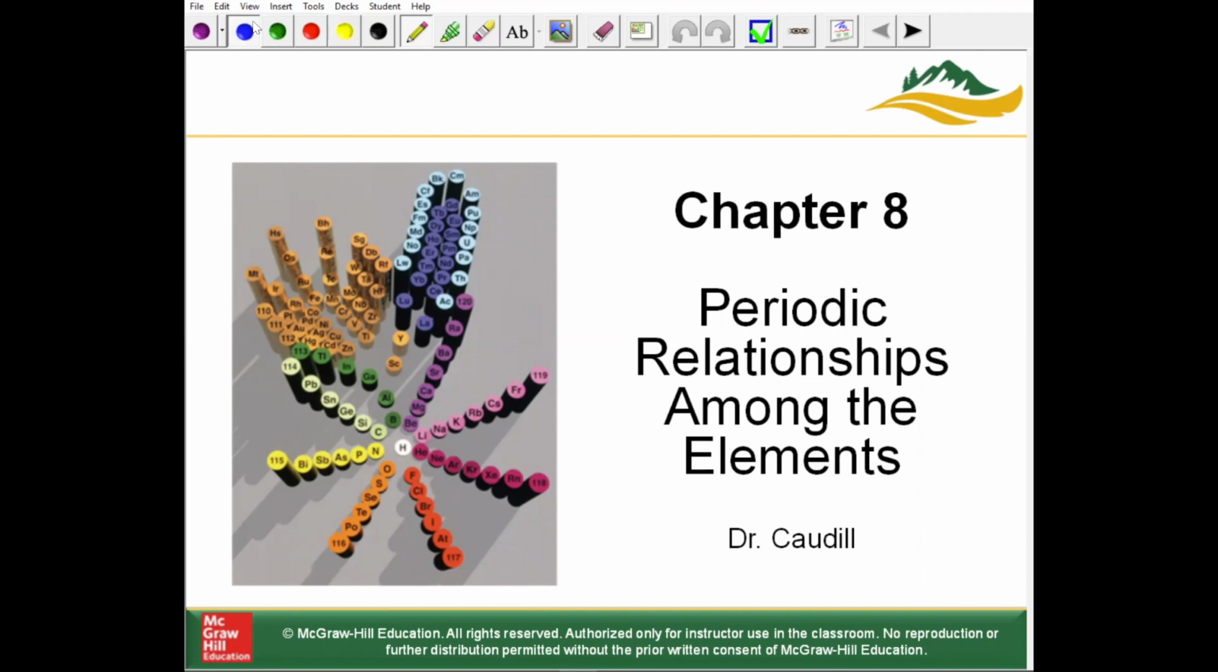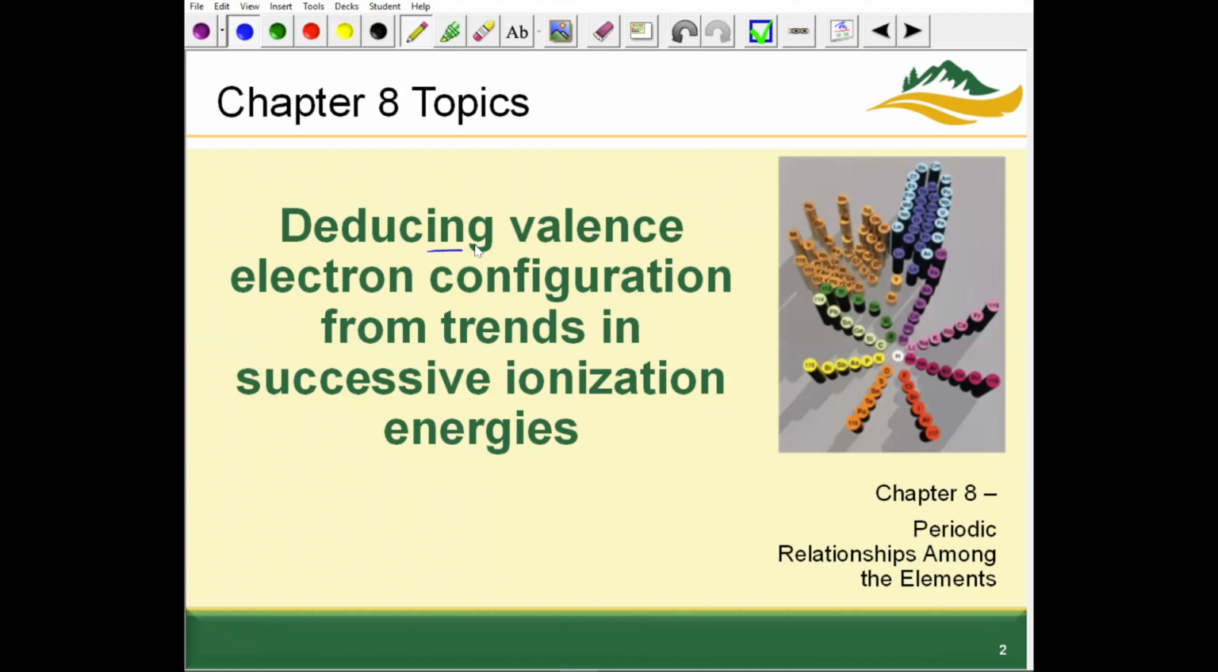Hi all, we are continuing in chapter 8 now. So this next topic in chapter 8 is deducing valence electron configuration from trends in successive ionization energies.